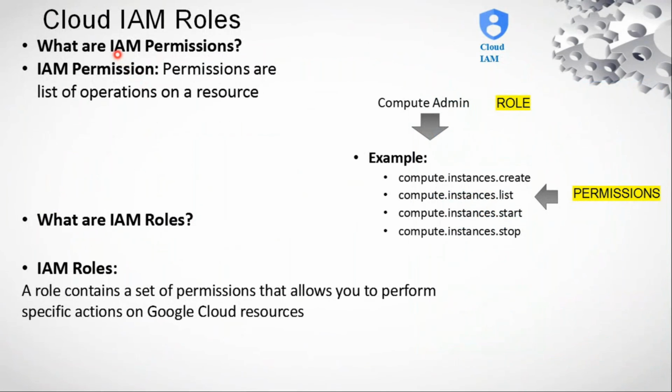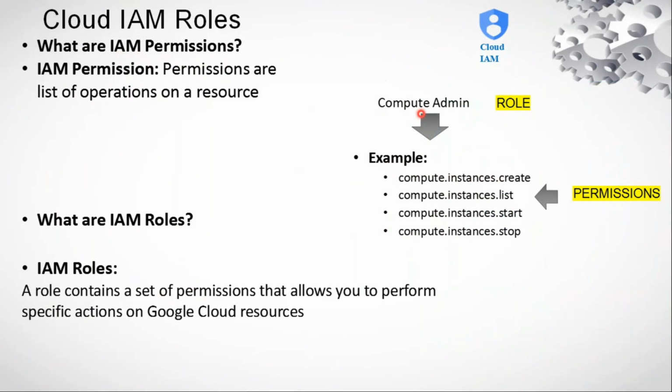Now let me discuss IAM permissions and IAM roles. What are IAM permissions? Permissions are a list of operations on a particular GCP resource. On the right side, whatever I have explained in this example, all these four come under the permissions category. These are the four permissions that I have provided here and highlighted in yellow. And what is a role? A role is nothing but a set of permissions. All these four permissions combined together we can call a role.